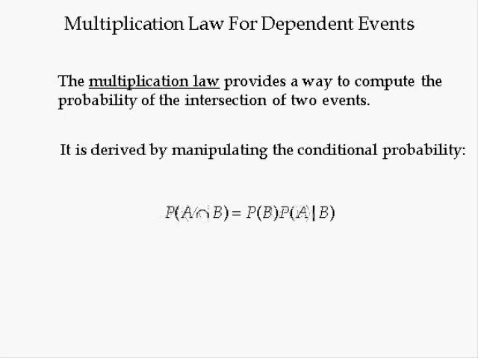So the multiplication law is the probability of A and B equals the probability of B times the probability of A given B. That is the conditional probability of A. That's the unconditional probability of B. Hence, the multiplication law multiplies the unconditional probability of B by the conditional probability of A.